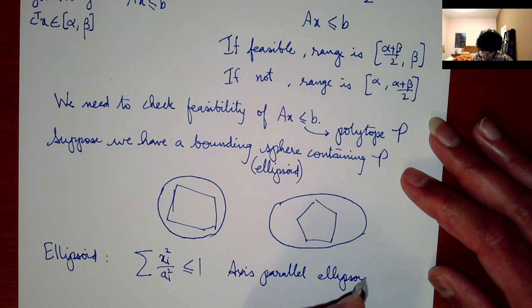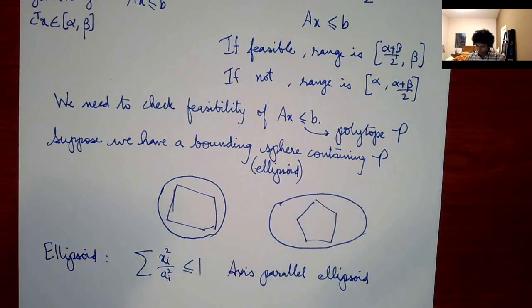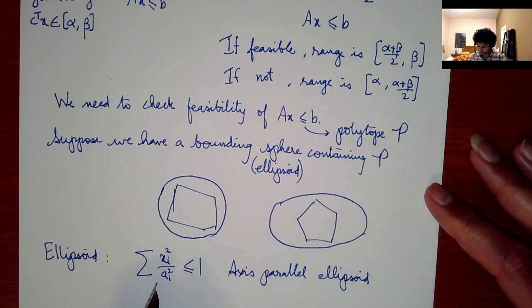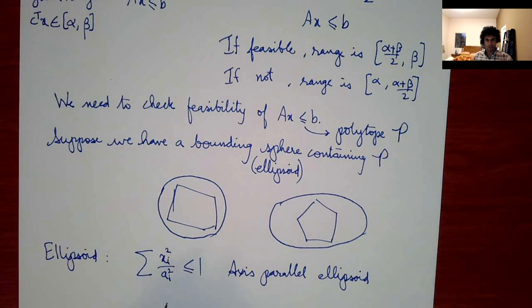So what's important to note is that you could do rotations and you would get a different equation, but essentially you can rotate so that an ellipsoid looks like that. So let's just say we have a bounding ellipsoid that already contains the polytope. And let's say initially you can find this by just taking a bounding sphere, like take a really large sphere that contains your polytope.